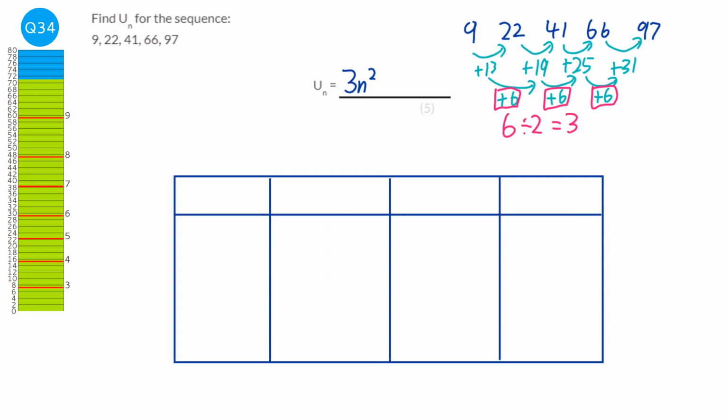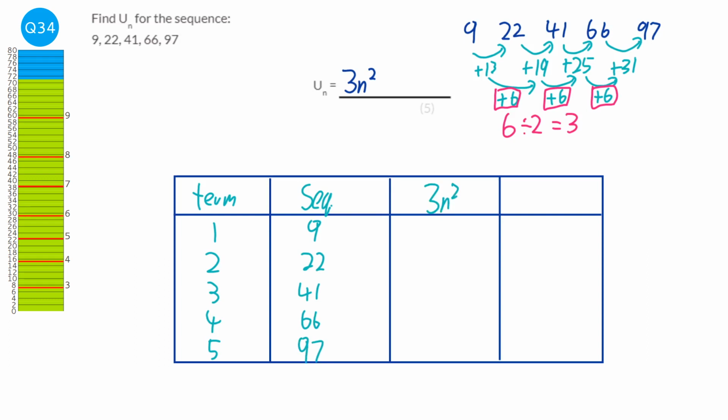And we're going to have our term number and our sequence. So term numbers will just be first, second, third, fourth and fifth. So 1, 2, 3, 4, 5. The sequence is just 9, 22, 41, 66 and 97. Now we know that 3n squared is part of our sequence. So what we're doing now is just removing the 3n squared bit and see what we have left over.